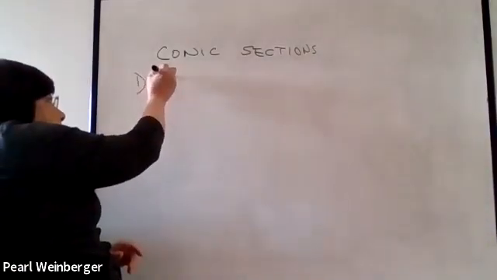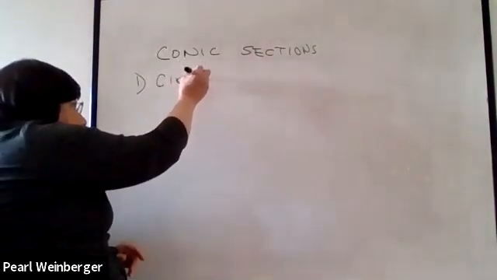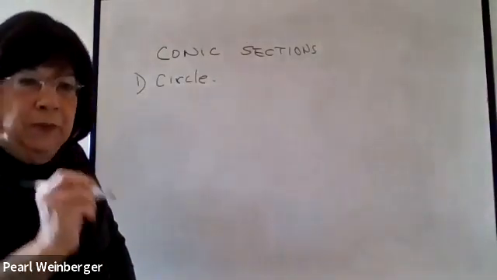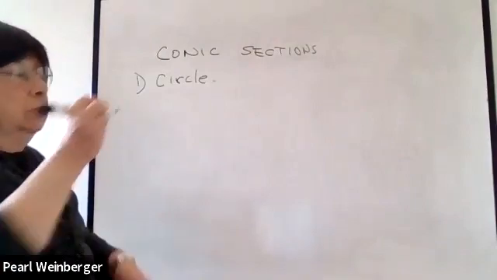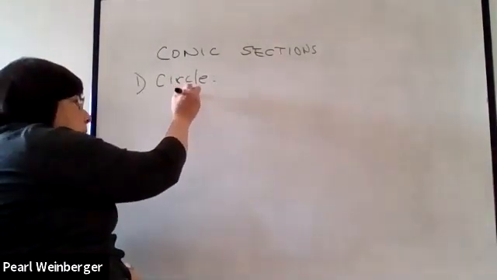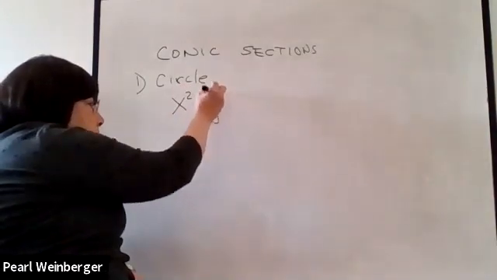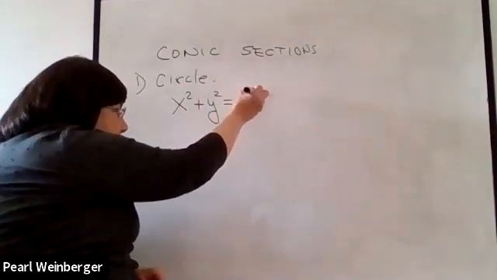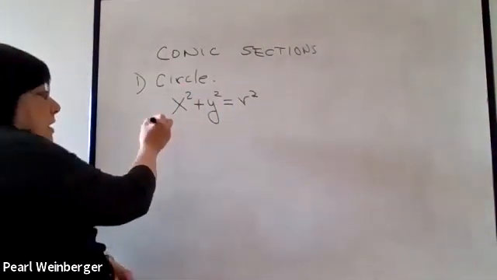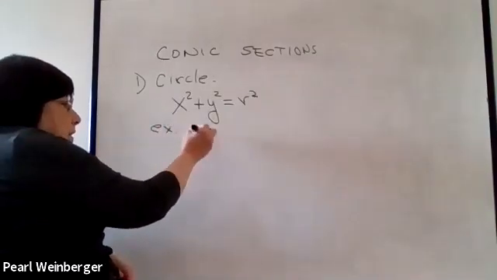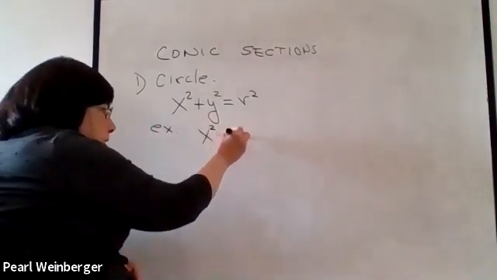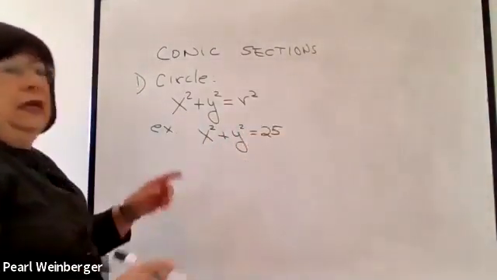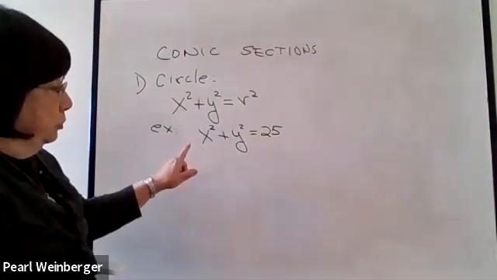So let's talk about a circle. Now, the easiest, most basic equation of a circle looks like this: x squared plus y squared equals some number, we're calling it r squared. For example, I might have x squared plus y squared equals 25. This would be an example of an equation of a circle.